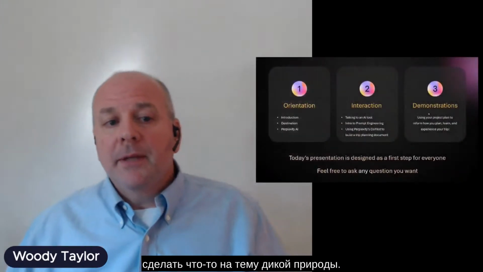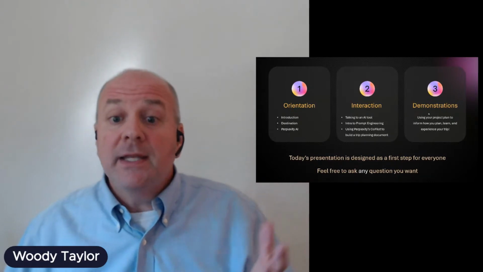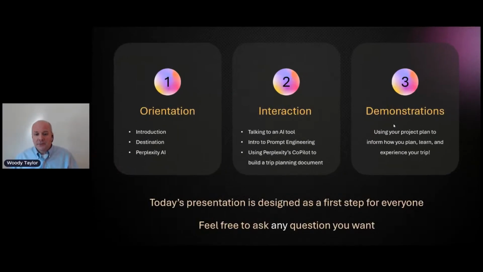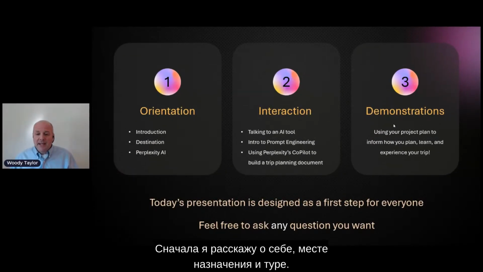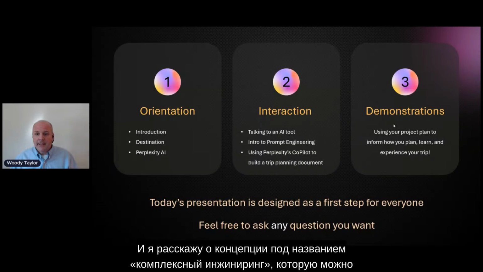So we'll go through a couple of things today. First thing I'll do is just talk a little bit about myself, the destination we're going to, as well as the tool we'll use. We'll also talk about how to talk to a tool. I'll talk a little bit about a concept called prompt engineering that you use to really get great results out of these AI tools that are available today. And finally, I'll do lots of demonstrations.